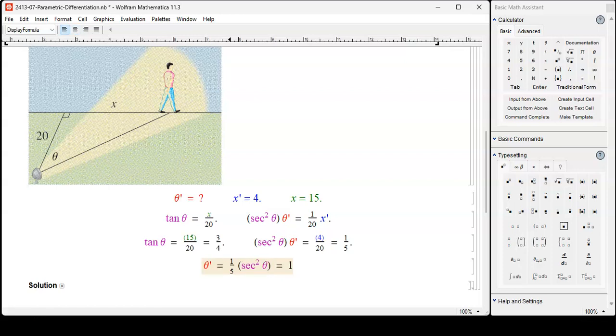Well, I hope you guys remember this. What is secant squared? Secant squared is 1 plus tangent squared. And tangent squared, we know that tangent is 3/4. So this entire thing is 1/5, 1 plus, let's see, 3/4 squared, so 9/16.